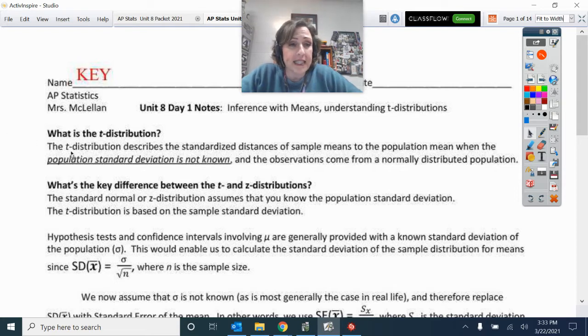So we see here, the t-distribution describes the standardized distances. So it's going to make a curve. Distances for sample means, seeing how far those sample means are from the population mean or the hypothesized mean, when the population standard deviation is not known. This is the big deal. You need to know that this is the reason that we have this thing called a t-distribution, not the normal distribution anymore. So, holy moly.